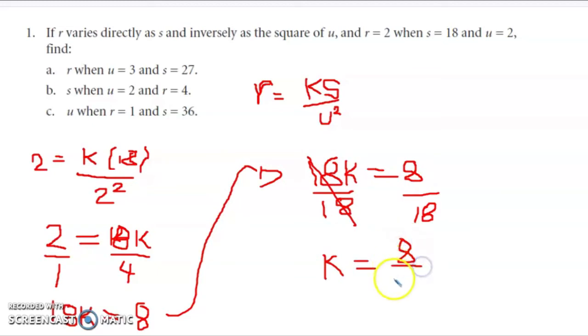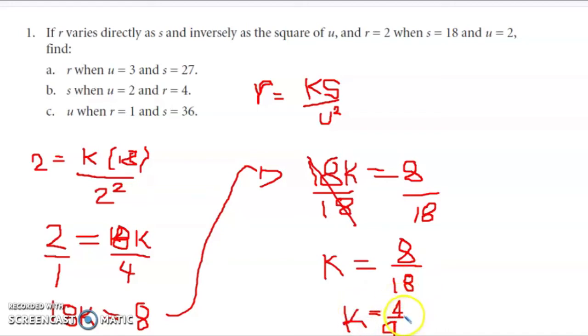But remember that we have to simplify the answer. So let us divide both numerator and denominator by 2. So 8 divided by 2 is equal to 4 and 18 divided by 2 is 9. So meaning our constant of variation is 4 over 9.